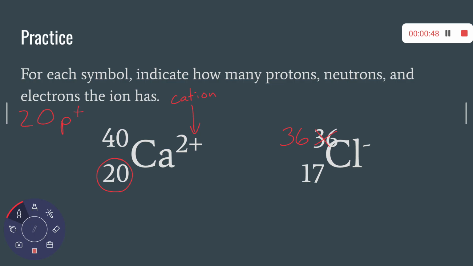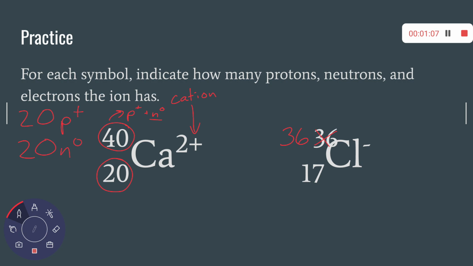Next, I'm going to work on my neutrons. Remember that this mass number is going to be protons plus neutrons. So if I want to find neutrons by themselves, I'm going to take my total mass and subtract out my protons. 40 minus 20 gives me 20 neutrons.